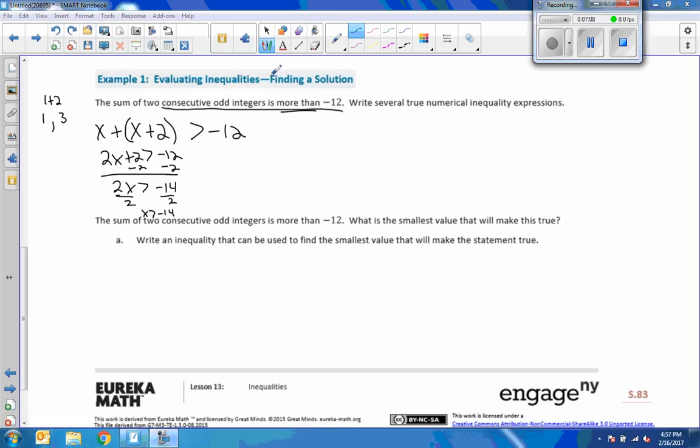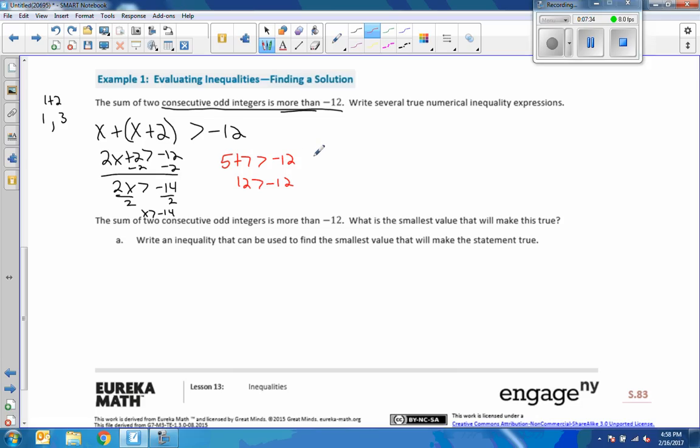Okay, now over here it says write several true numerical inequality expressions. Well, we know what numbers are greater than negative 12. So if I take 5 plus 7, I can say that's greater than negative 12, because 12 is greater than negative 12. Those are two consecutive odd integers, and it is more than negative 12, so that's true.